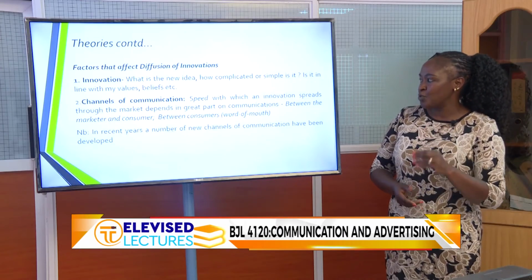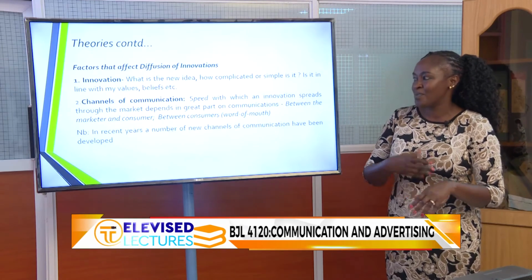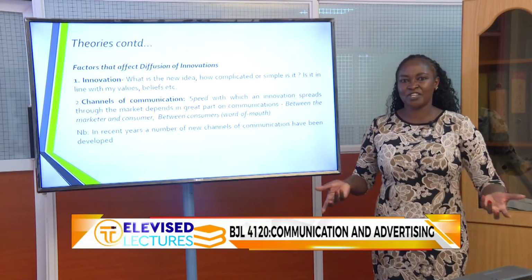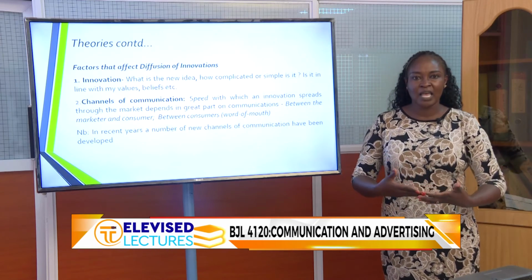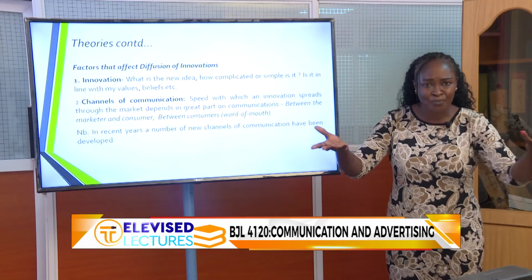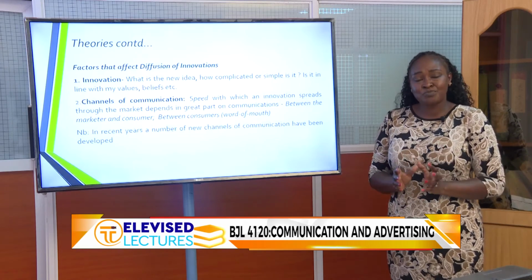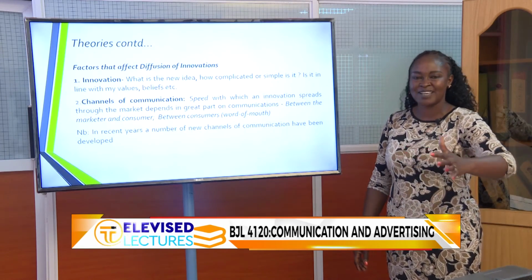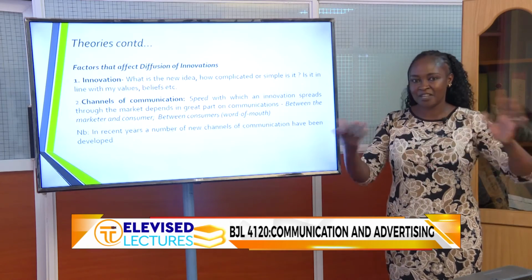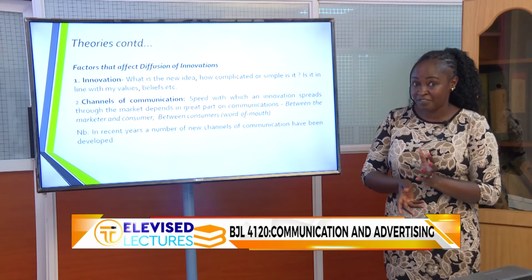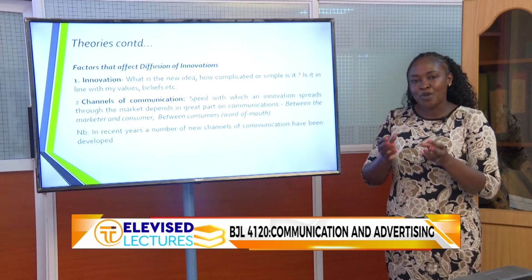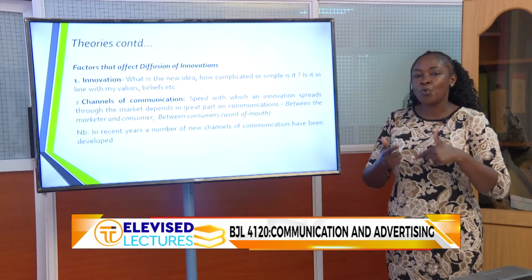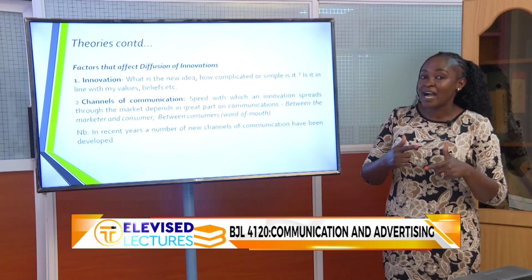Then the channel of communication. The speed at which an innovation spreads through the market depends on the channel of communication. We've seen why we say advertising is a mass communication process. It is because when we talk of mass, it reaches heterogeneous, anonymous, and dispersed people, and it's usually very fast. So the platform we use will determine how fast our idea will be accepted, or how it will be known by other people.